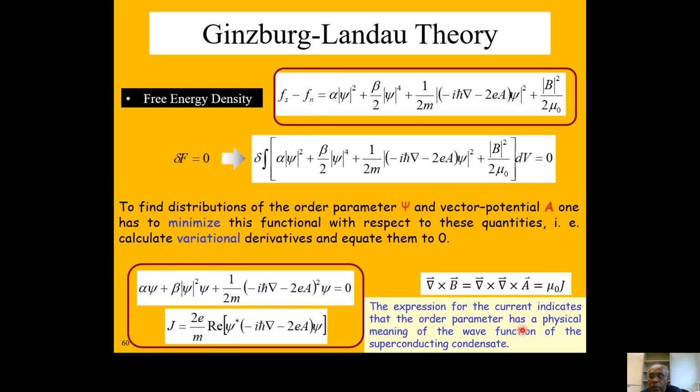wave function. So in quantum mechanics, we use the simple Schrodinger equation. So then we get this term without A, right? So what you get is 2E over M real psi star, then this IH cross grad psi, right? So that's the probability current density. Now you have an additional term coming from the vector potential, but by looking at this one, you can see your order parameter psi has a very similar physical meaning as the wave function of your Schrodinger equation.